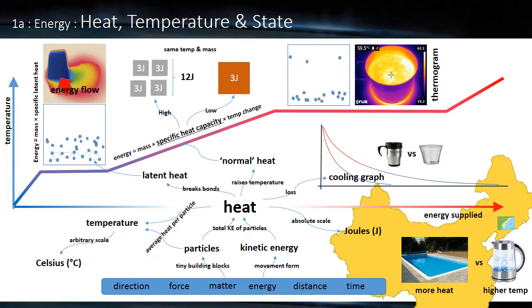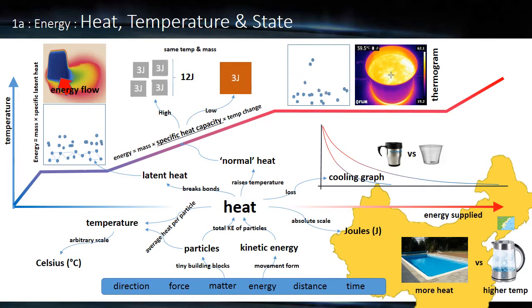The key idea is that particles have kinetic energy, and this is the energy they have because they're moving. We can't see it, but they're either flying around, or they're jiggling around a point, or they're mingling as they do in liquids. Now, if we consider a particular sample of material, say a bucket of water, it'll have a certain amount of total kinetic energy. There will be a total amount of KE in those particles, and we call that concept heat.